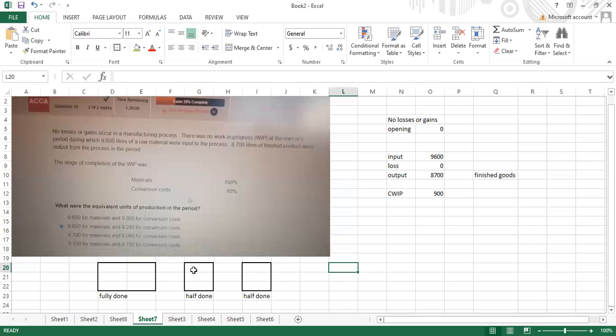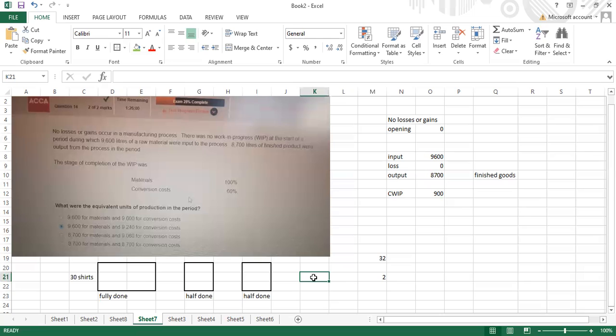But here there is a concept called equivalent units. Let me think that maybe 30 shirts are complete, 30 shirts fully done, and we had to make 32 shirts. For 32 shirts, 30 are done and two are remaining. Of those two, one is half done and the second one is also half done.